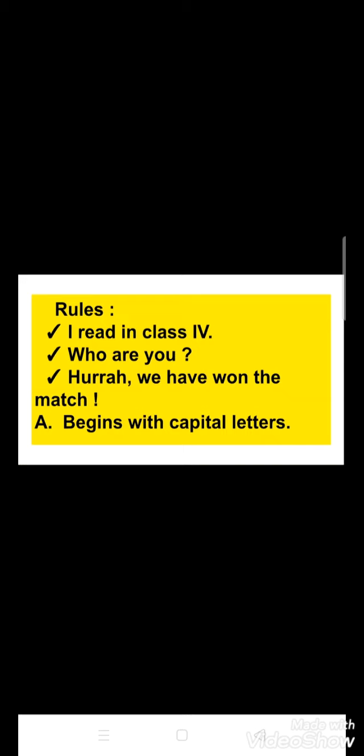Generally, in most sentences, at the end we use the full stop. In interrogative sentences, meaning while asking a question, we use the question mark at the end. And we use the exclamation mark at the end of exclamatory sentences. So you should always end your sentence with a full stop, question mark or exclamation mark.